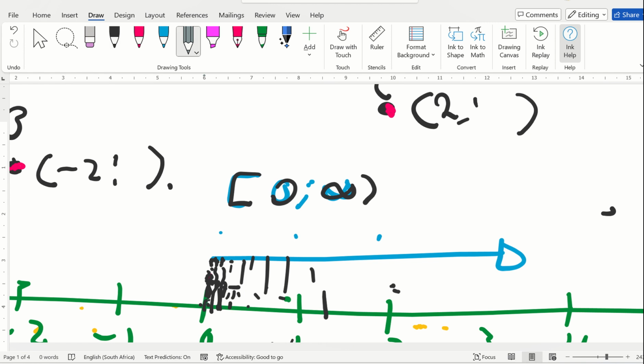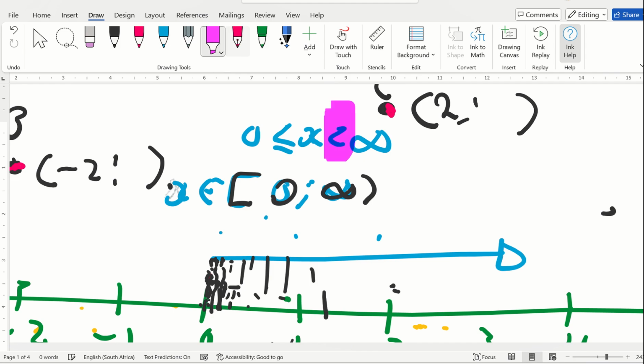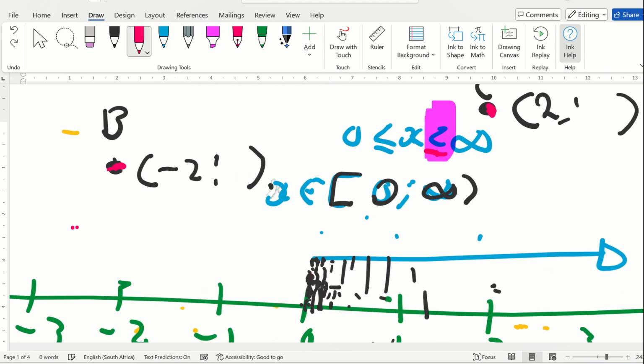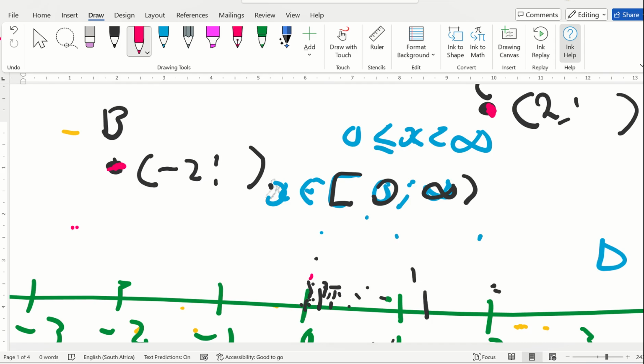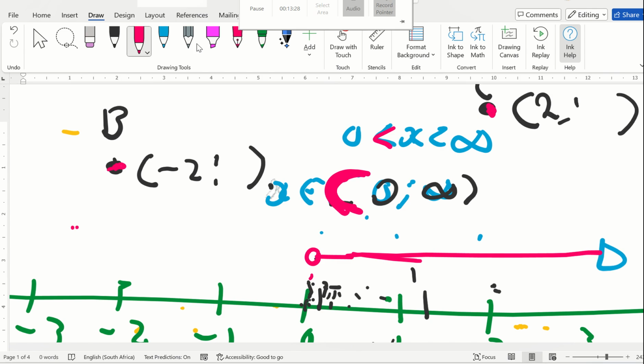Another way to represent this would be if you're putting x is an element of that, or this infinity. Never ever put include when you're dealing with infinity. It always excludes when it comes to infinity. If this line had not included the 0, if it maybe started just after 0, it would be like this, excluding the 0, or you could put that thing. It excludes the 0. Are we good?